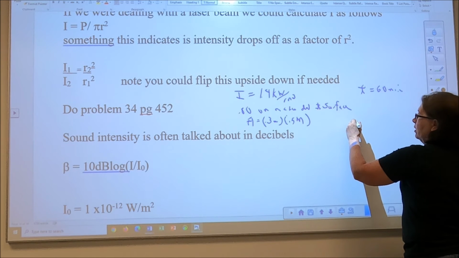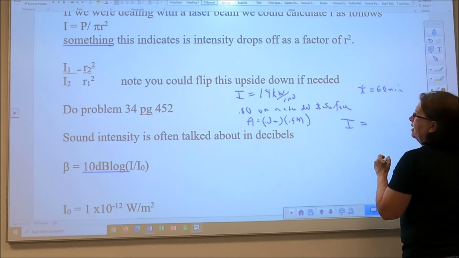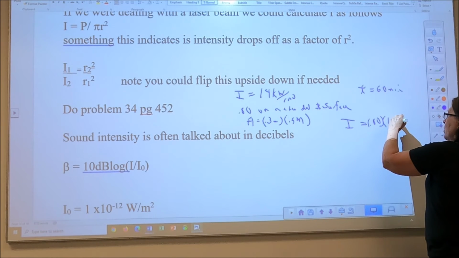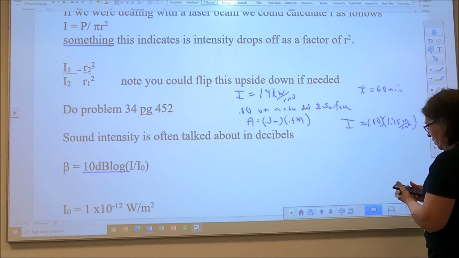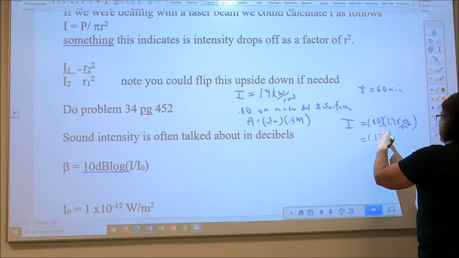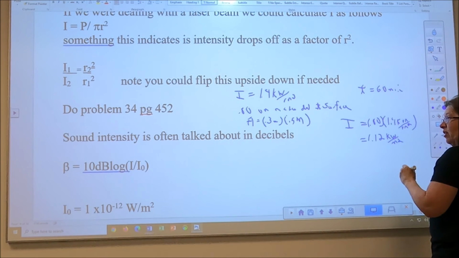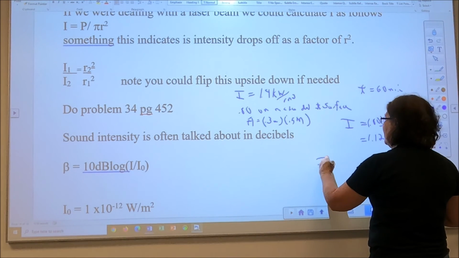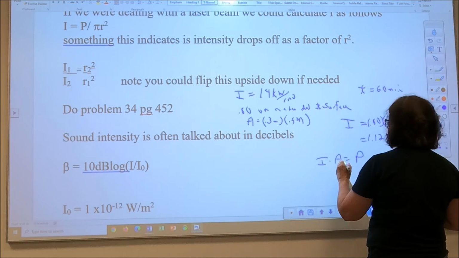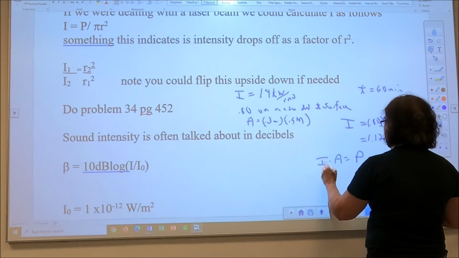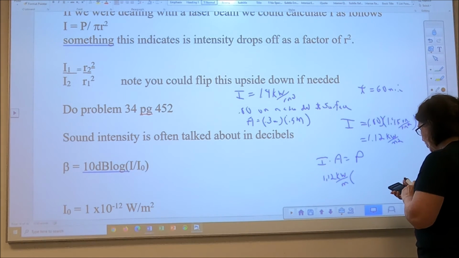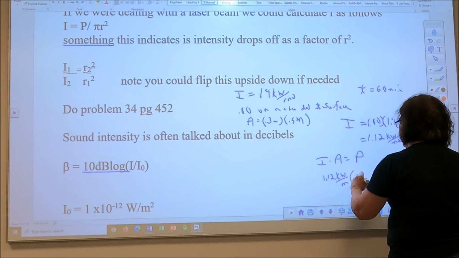Well, first let's get the power. The intensity is going to be 0.80 times the 1.4 kilowatts per meter squared. So 1.4 times 0.8, that's 1.12 kilowatts per meter squared. If I take intensity times area, I'm going to get power. So I get 1.12 kilowatts per meter squared times 0.3 times 0.5, which is 0.15.